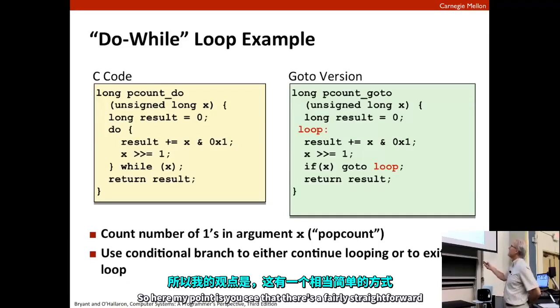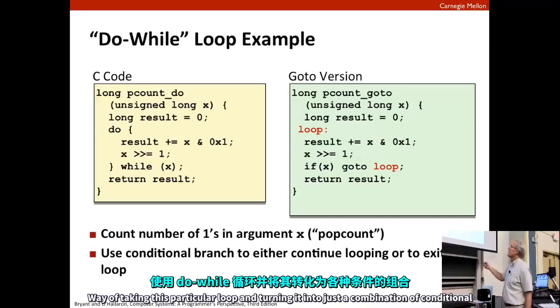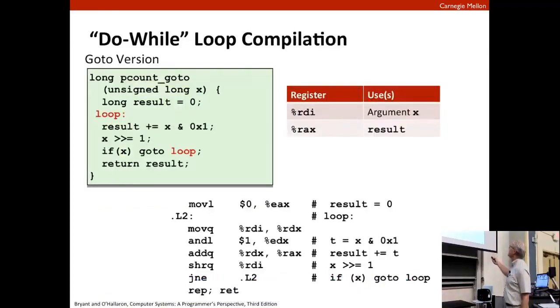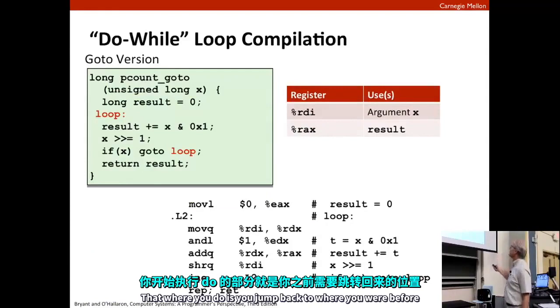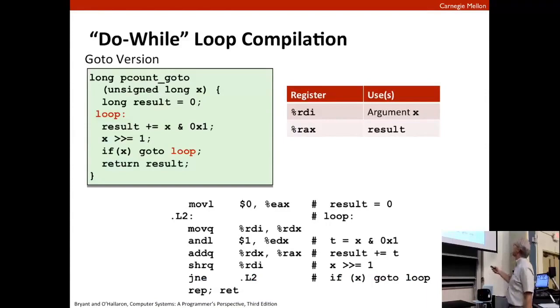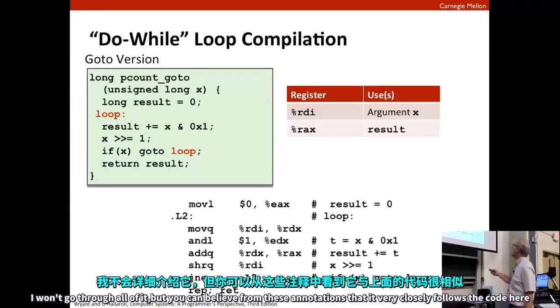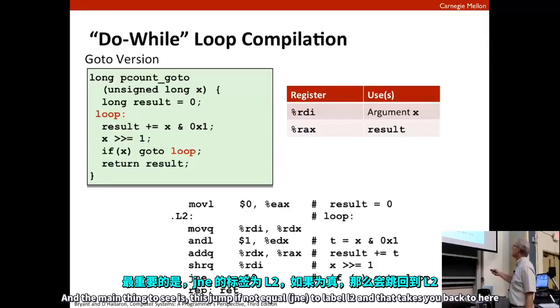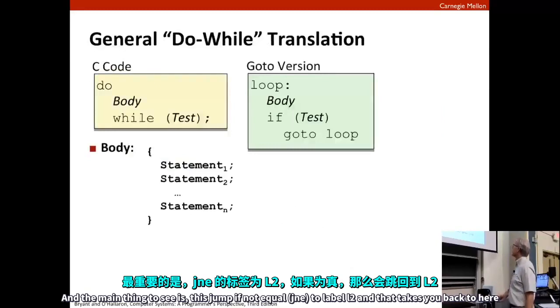So here, my point is, you see that there's a fairly straightforward way of taking this particular loop and turning it into just a combination of conditionals, where you jump back to where you were before. And here's the actual code for it. I won't go through all of it, but you can believe from these annotations that it very closely follows the code here. And the main thing to see is this jump if not equal to label L2, and that takes you back to here.